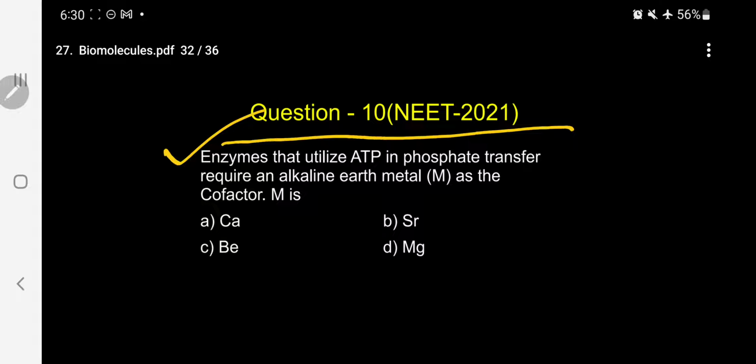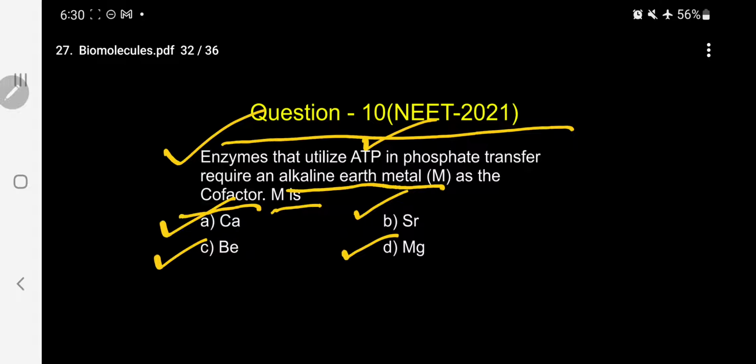Enzymes that utilize ATP in phosphate transfer require an alkaline earth metal M as a cofactor. What is M? A, calcium; B, strontium; C, beryllium; D, magnesium.